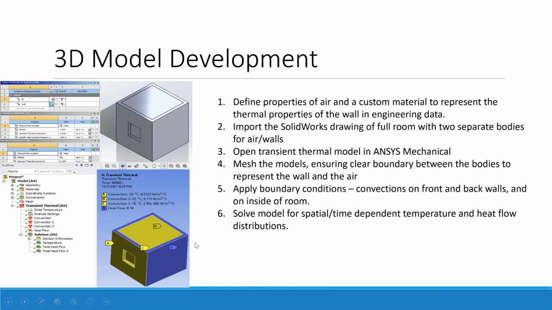And then these models were opened in ANSYS Mechanical. Boundary conditions were added for convective heat transfer on the front and back walls due to a uniform wind flow, convection from natural convection inside the room, and perfectly insulated boundary conditions on the side and the roof and the ceiling. And then this was solved for spatial and time dependent temperature and heat flow distributions.